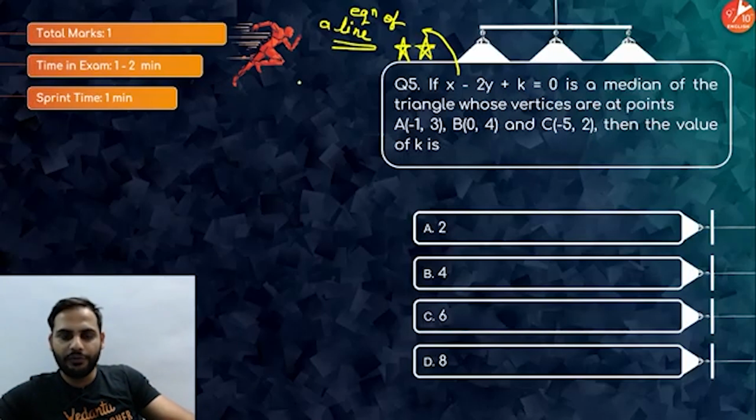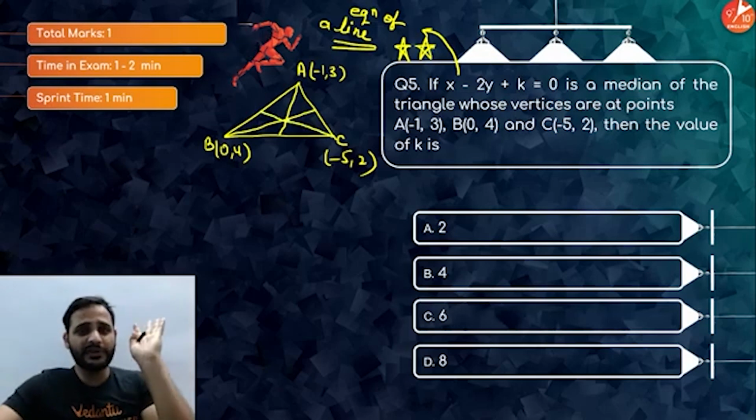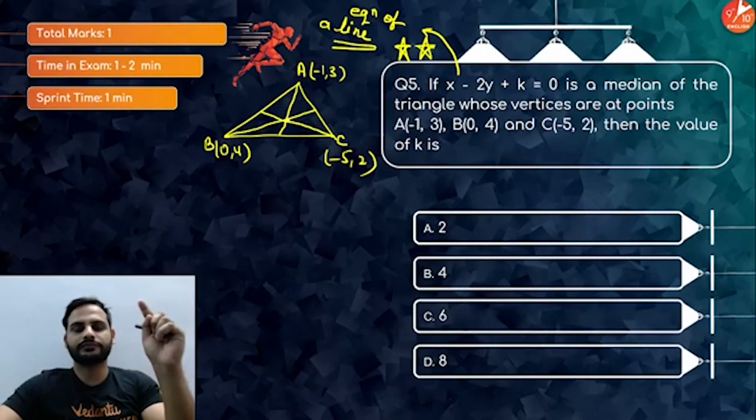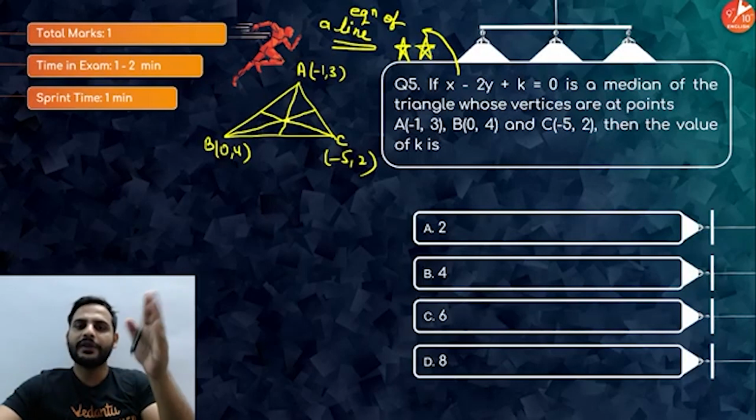Now look, if in this triangle, let's say A is (minus 1, 3), B is (0, 4) and C is (minus 5, 2). They are saying one of the medians has the equation x minus 2y plus k. Now the problem is, I don't know whether this median is passing through vertex A, vertex B or vertex C. It is not given.